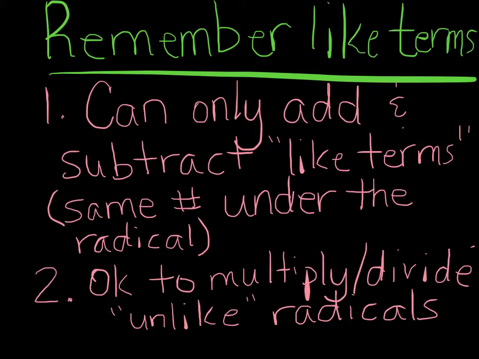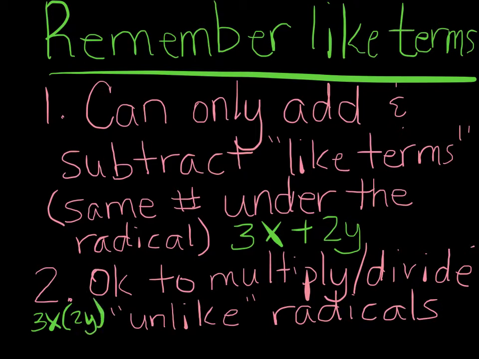If you kind of remember, if I've got 3x plus 2y, I can't add those because those aren't alike. But you can multiply things that aren't alike or divide them. So if I had 3x times 2y, that would be 6xy. So it's okay to do multiplication and division, just can't do addition or subtraction with things that aren't alike. And this is going to apply to radicals also. You have to have the same number under the radical. So keep that in mind as we're going throughout these examples.